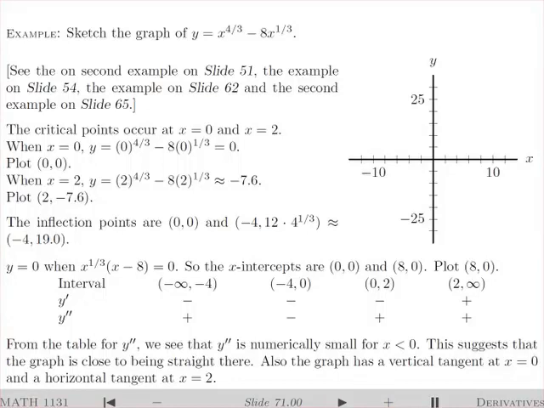Welcome. In this session, we are going to continue with examples of graphing using calculus. This time, we are going to do an example of a function with a discontinuous derivative. This happens for elementary functions when you have a fractional exponent, and we have done calculation with such a function, x to the 4/3 minus 8x to the 1/3.